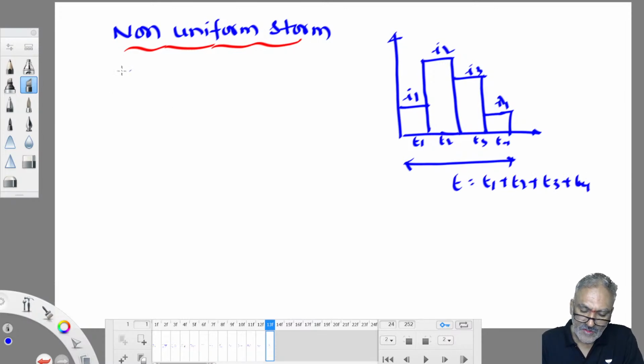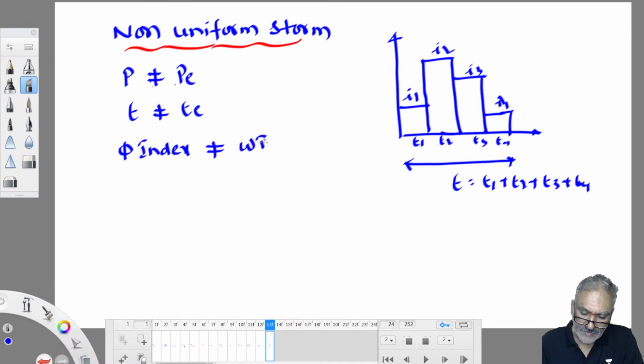So for a non-uniform storm, P is not equal to PE. P is equal to the area of the hydrograph. P is different, T is different. Therefore, the pi index is not equal to the double index. The pi index is different, the double index is different. Usually, the pi index is slightly greater than or equal to the double index.